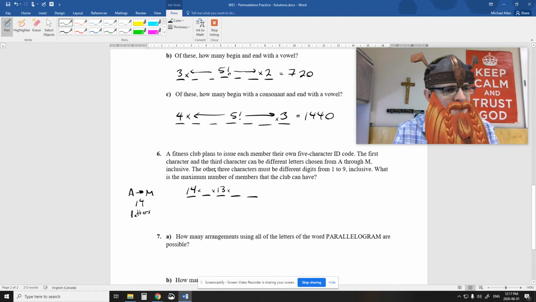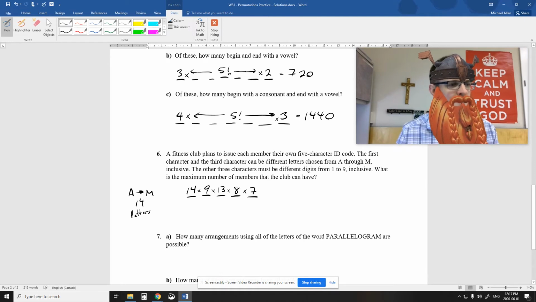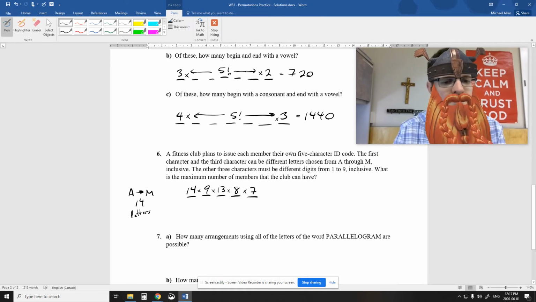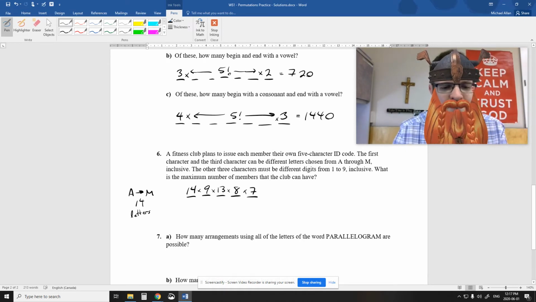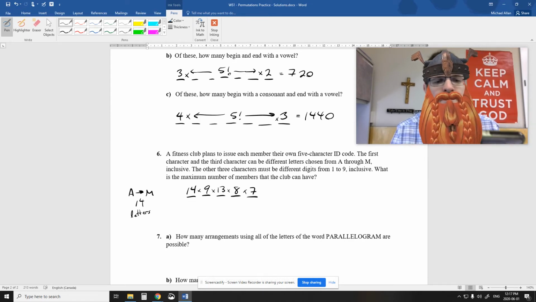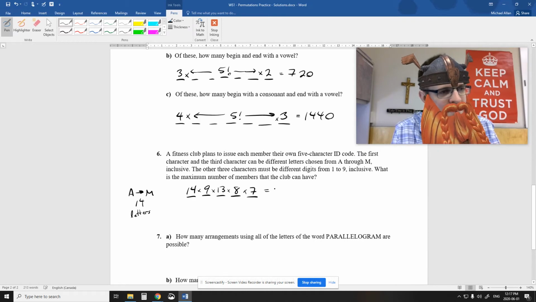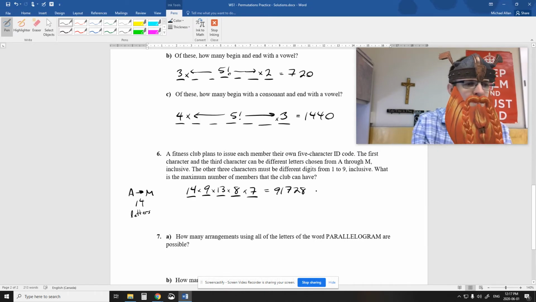And then they must be different digits for the other 3 characters here. So I have 1 through 9. Okay, so that's only 9 digits because they're not including 0 here. So 9, but it has to be a different one, so it has to be 8, and then it has to be 7. Okay. So I'm just going to multiply those together. So they can have 91,728 members.